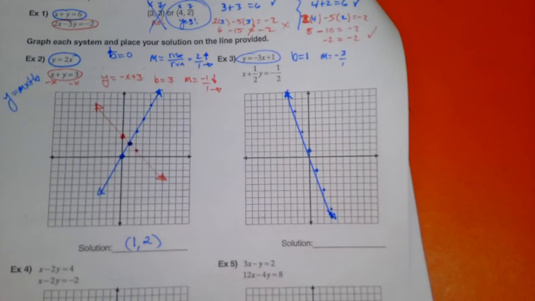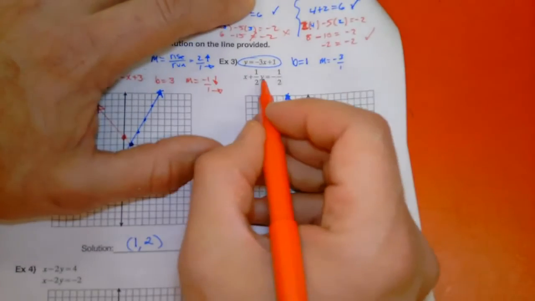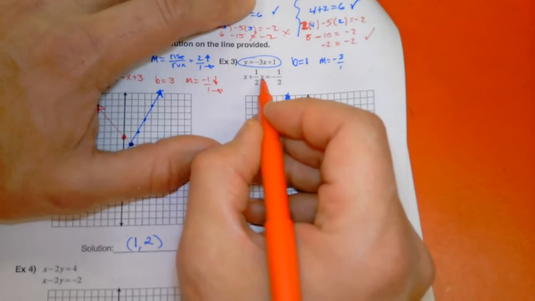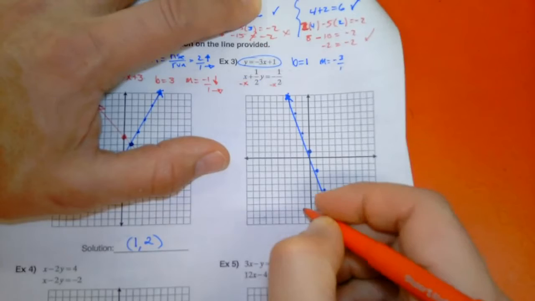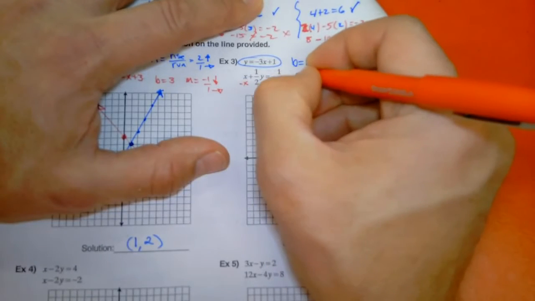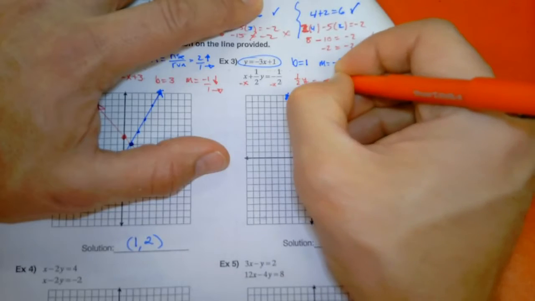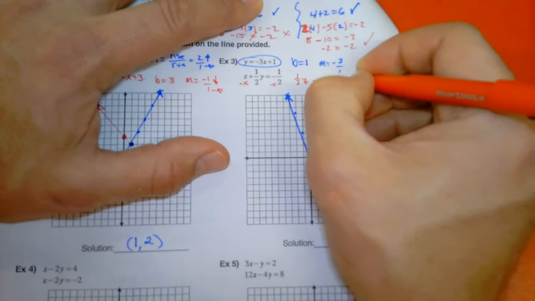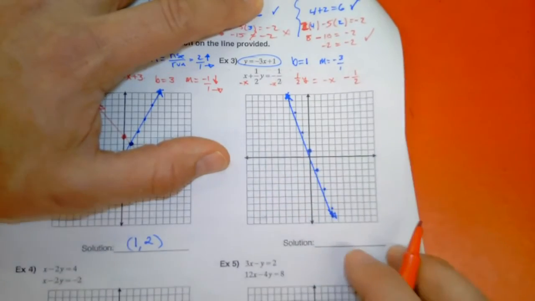All right, now the next one. Man, I don't like how this thing looks. Okay. I've got x's and y's on the same side. I want y by itself. So I'm going to go ahead and subtract this x over. So this is what I've got. I've got a positive 1/2 y equals negative x, and then minus 1/2. So there is a minus sign there. So minus x minus 1/2.